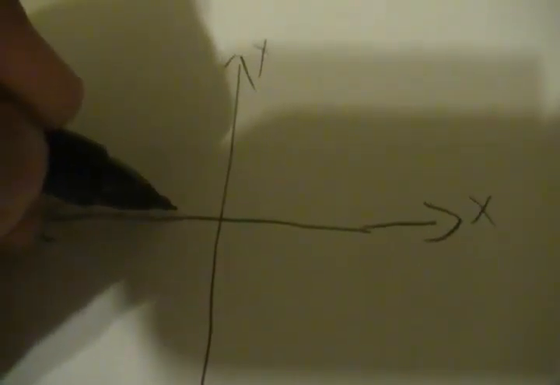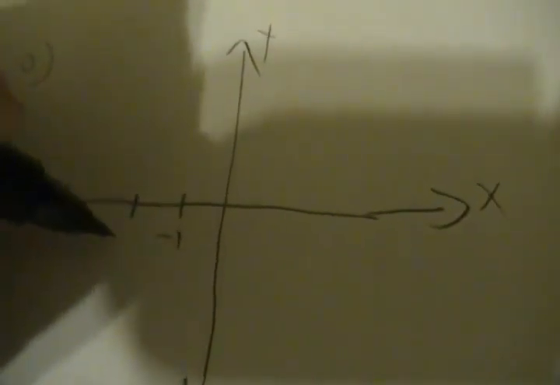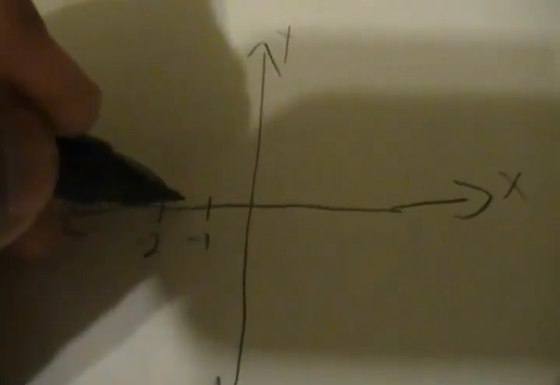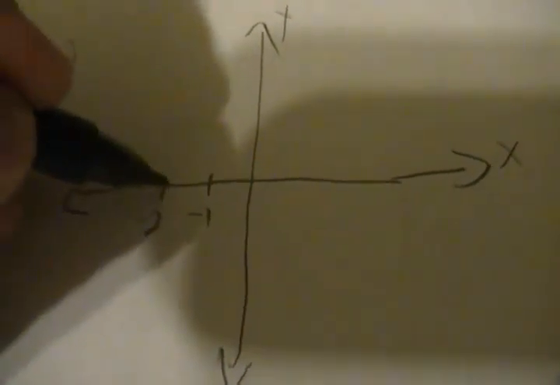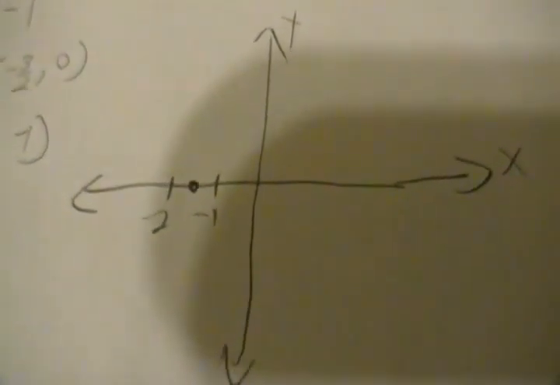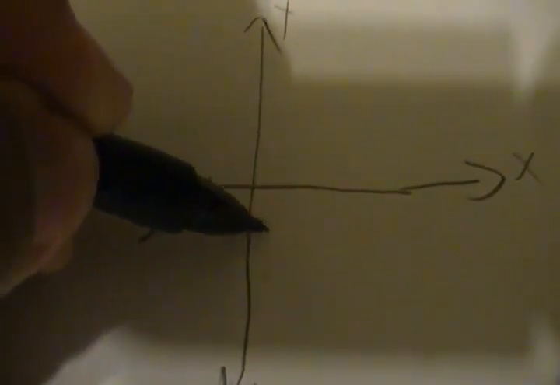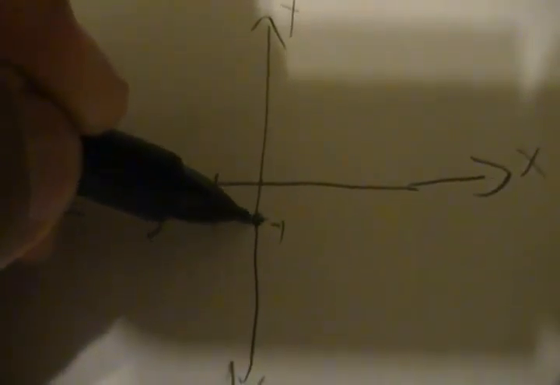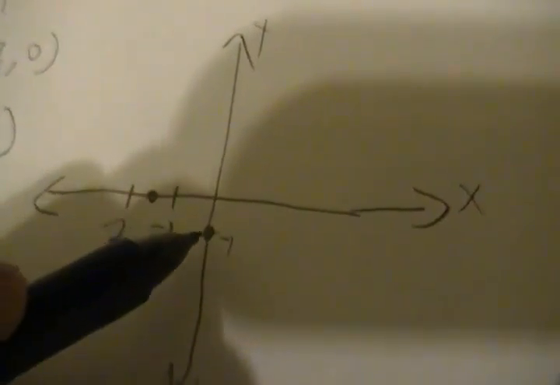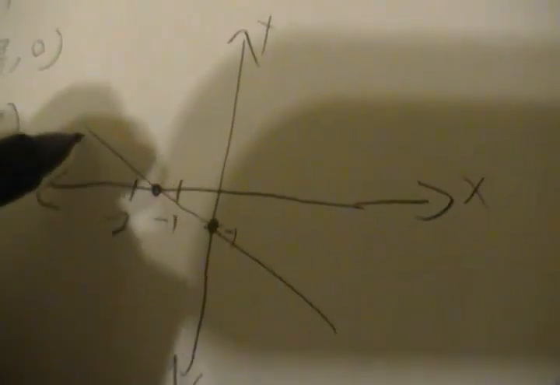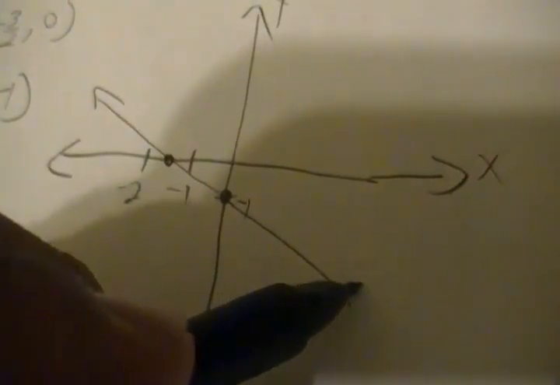So now let's just plot these points. We're going to have -3/2 comma 0. So -3/2 is actually somewhere between -1 and -2. It's actually -1.5. So it's right there. That's your x-intercept. What about your y-intercept? That's just 0 comma -1. So let's say that's -1 right there. So that's 0 comma -1. And then we can draw the line out like that.